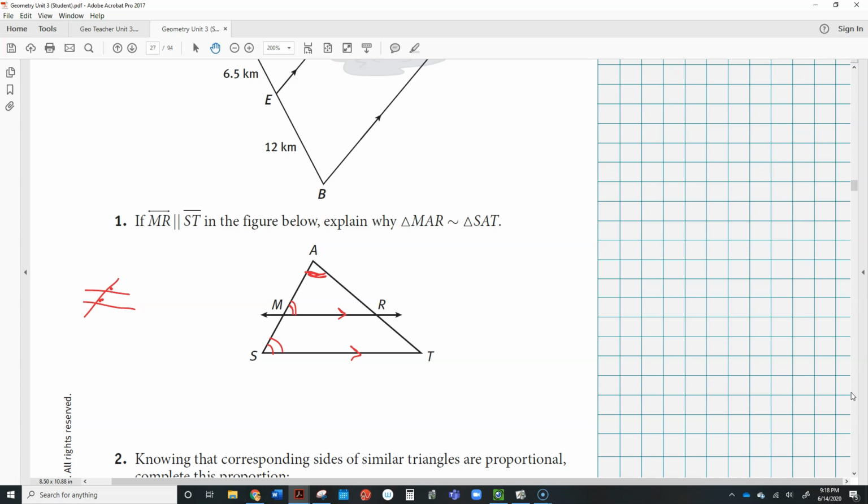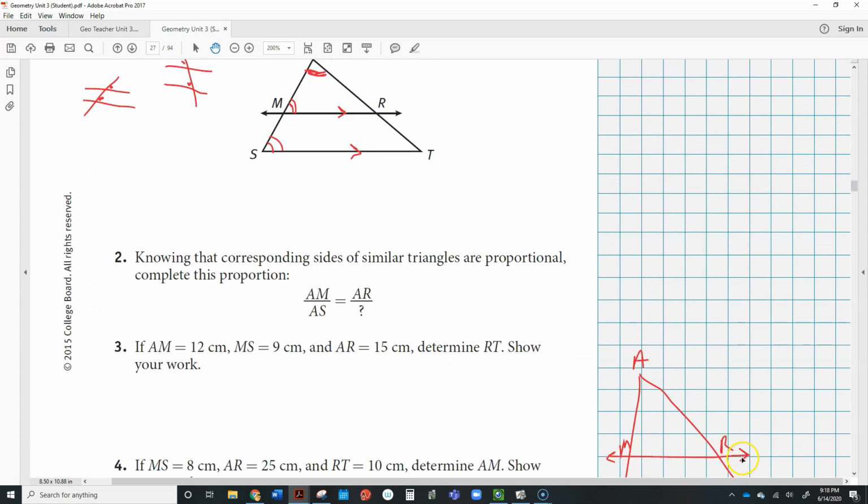Now, angle R and angle T are congruent for the exact same reason. They are also corresponding angles, just a different pair. Here's the parallel lines and here's the transversal, and they're the top left corresponding angles. But we only need two. So explain why these two triangles are similar. They're similar by angle similarity.